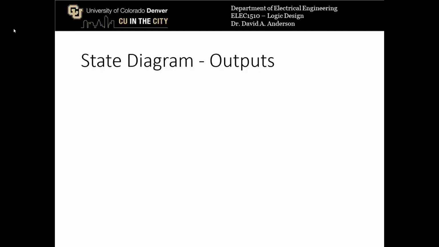So far, in our discussion of state diagrams and state tables and state machines, we've just talked about how to design the state variable outputs, meaning that the only outputs that we would ever have in our circuit so far would just be the states or the state variables. So now we're going to talk about how to design state machines that have different outputs.